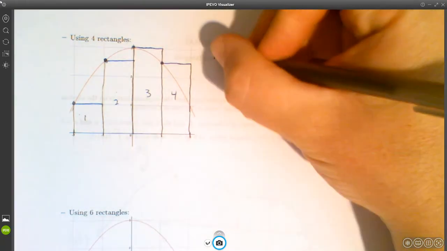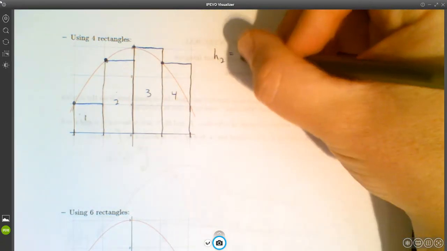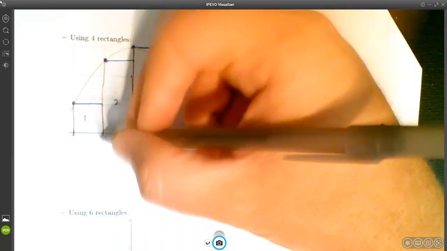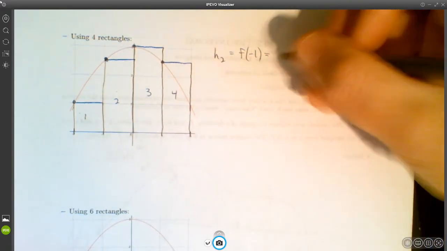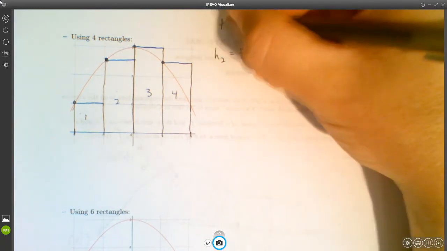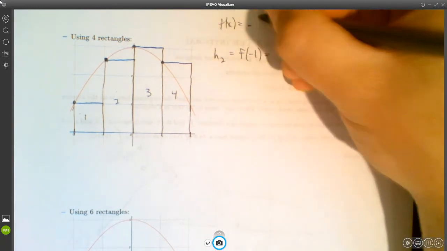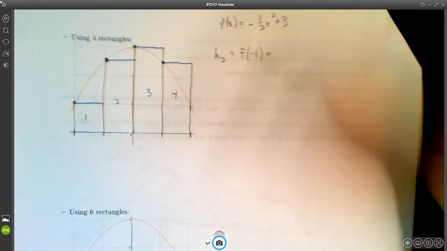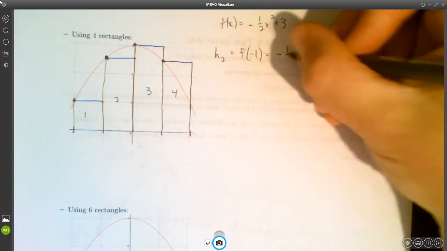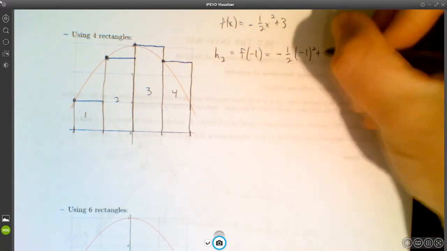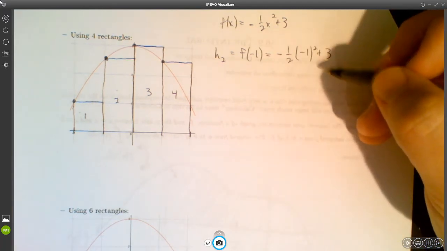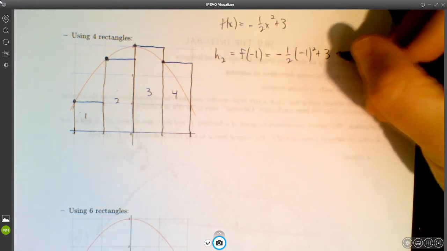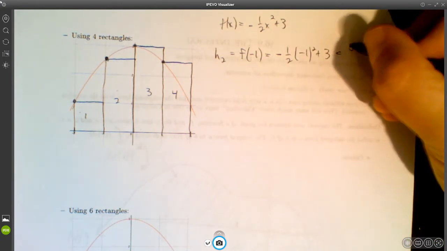So the height of the second rectangle, well, that's going to be the function value at the left endpoint, right? That's going to be f of -1, which would be... f of x was, I think it was -1/2 x squared plus 3, right? Yeah. So f of -1 is going to be -1/2 times (-1) squared plus 3. -1 squared is 1. 1 times -1/2 is -1/2. And 3 minus 1/2 is 2.5, right? Or 5/2.